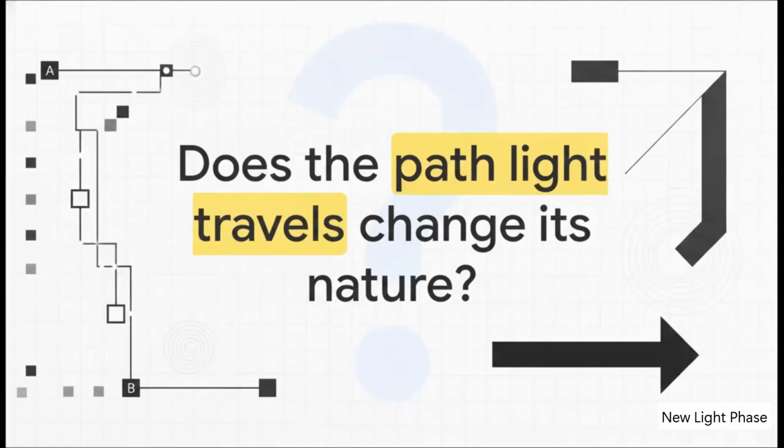Think about light just traveling from point A to point B. Standard physics tells us a ton about how that journey happens, right? But we kind of have to ask a deeper question here. Does the specific path light travels somehow change its fundamental nature?